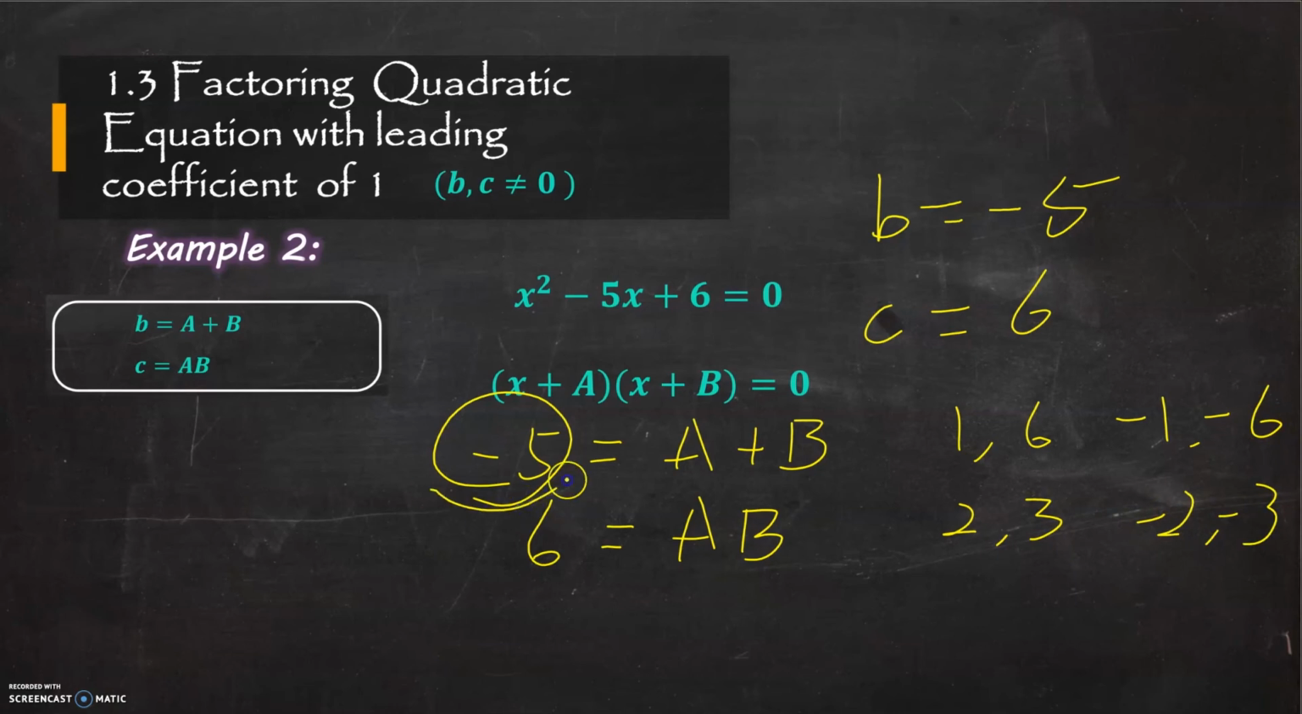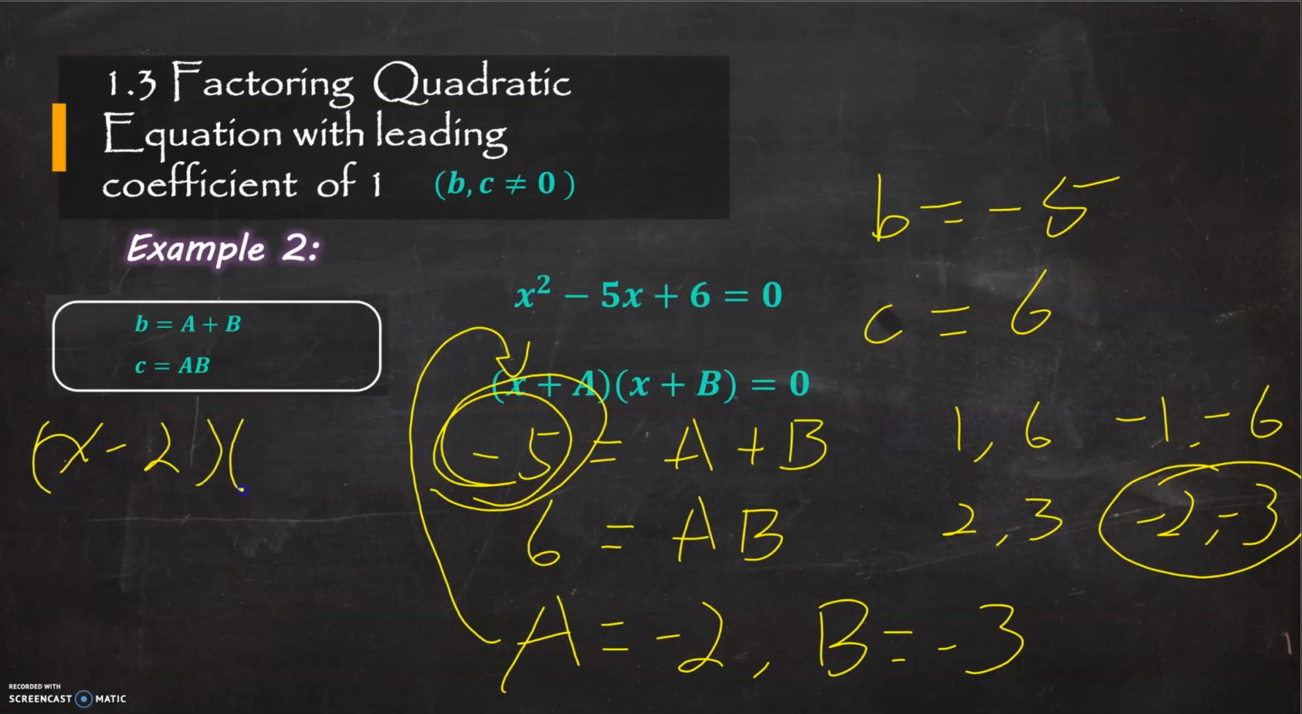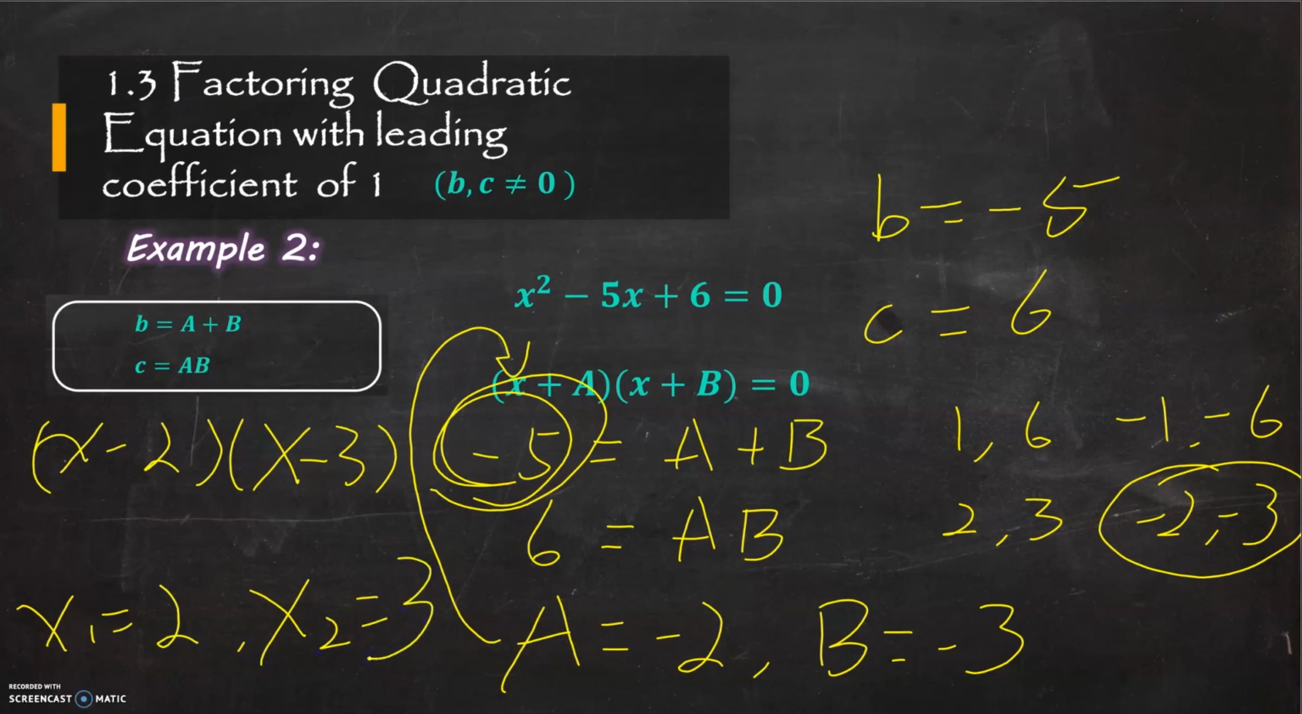So which one can give you a -5? It's going to be -2 and -3. So A is equal to -2 and B is equal to -3. Again, we plug those into our general form. So we have x minus 2 times x minus 3 equals 0. So here's our first solution, x equals 2, and our second solution, x equals 3.